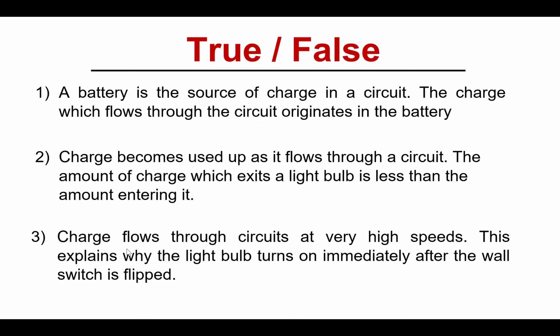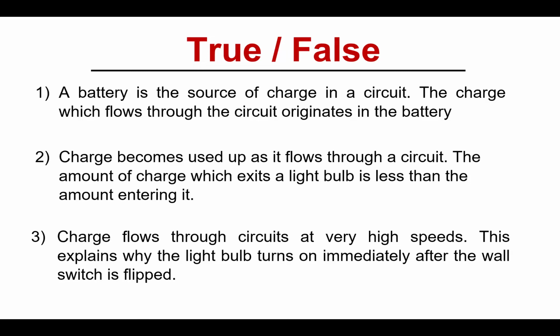And then for question number 3: charge flows through a circuit at very high speed. This explains why the light bulb turns on immediately after the wall switch is flipped. This is false because just now, as you can see, even when my current is very, very low, like 0.9 ampere, the charges are moving at a very slow speed. The current is very low, but the light bulb will still light up immediately.